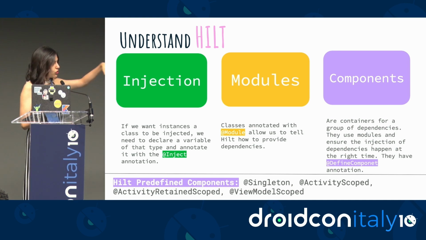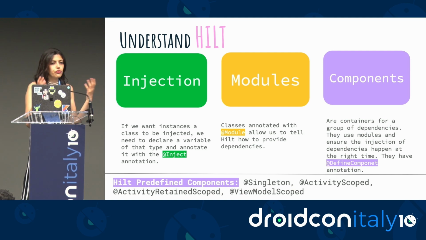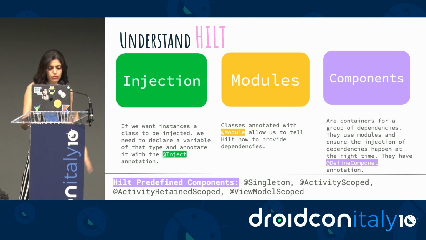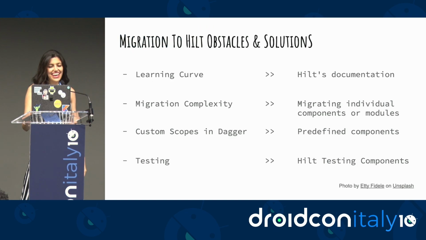We have the activity scope to scope it to the activity lifecycle. We have the activity retained scope, which is similar, but also keeps the instances when configuration changes happen, like when you rotate the screen. And then the ViewModel scope, etc. And you will just have to go through these.